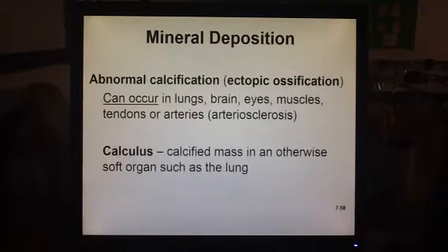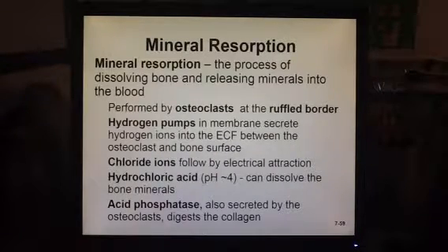The opposite of deposition is resorption, and we talked about this in the first video, I believe. Mineral resorption, you can think about it as reabsorption. It's the process of dissolving bone and releasing minerals into the blood. This is performed by osteoclasts. Again, I just want you to know an overview of these two processes. I don't need you to be so in depth about all of the little steps of mineral resorption because there's a lot. But it's the process of dissolving bone and releasing minerals back into the blood.